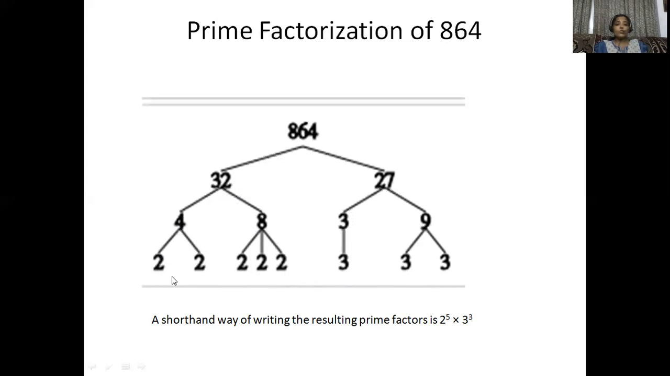So how many 2's do you have at last? 1, 2, 3, 4, 5. So 2 power 5. And how many 3's do you have? 1, 2, 3. So 3 cube. This is the shorthand way of writing the prime factors. Okay, prime factorization of 864 is 2 power 5 into 3 power 3.